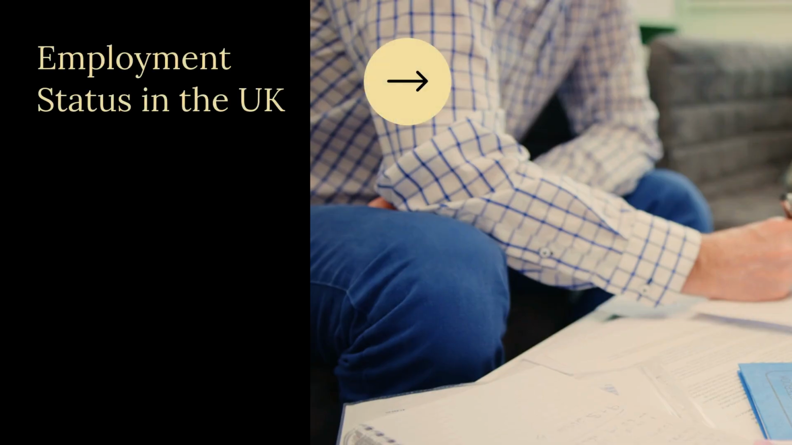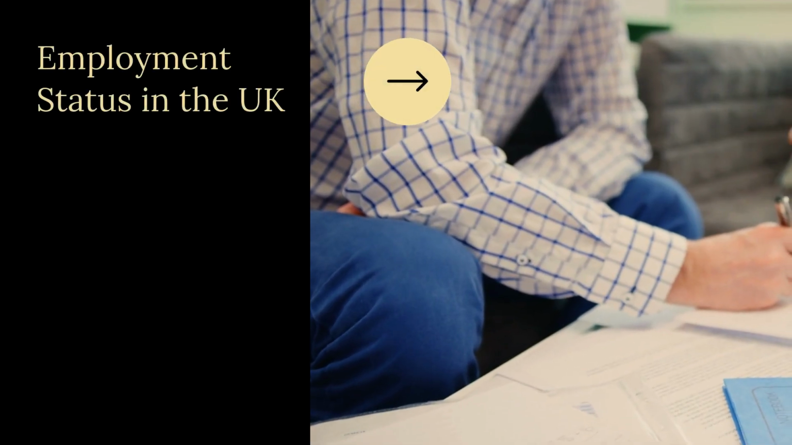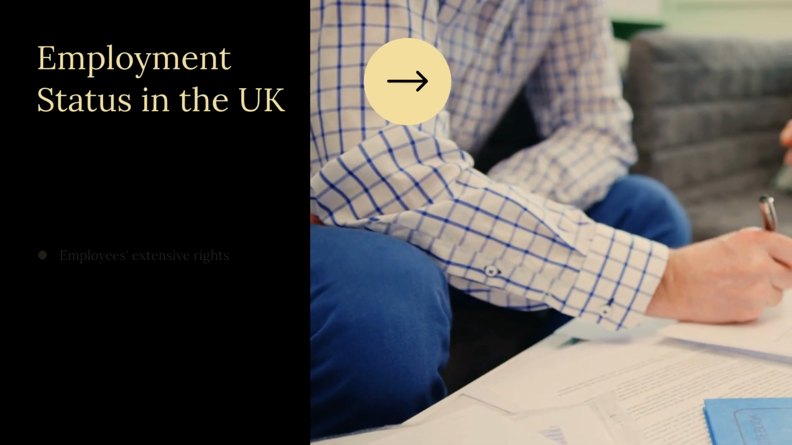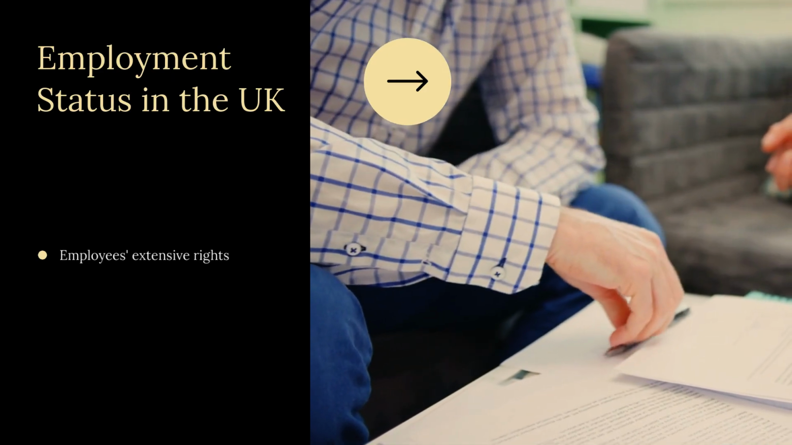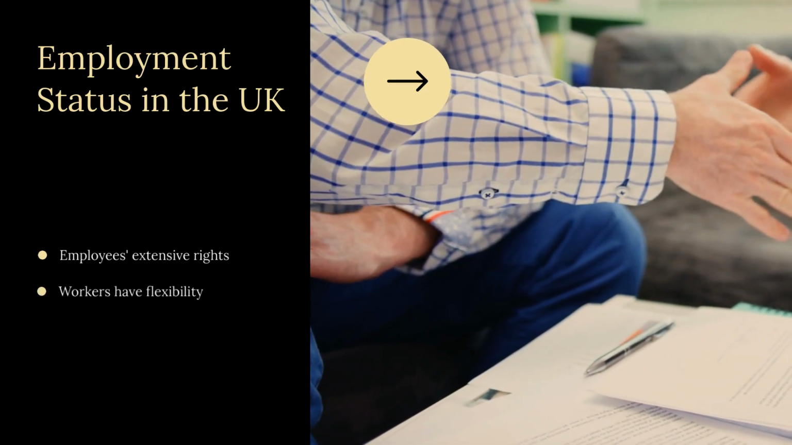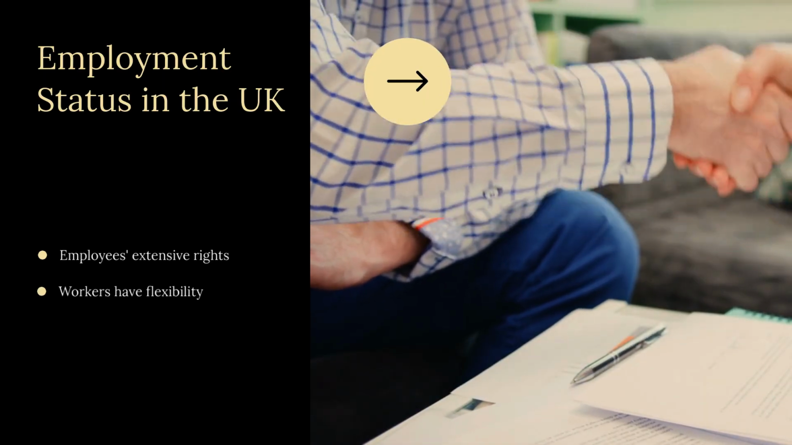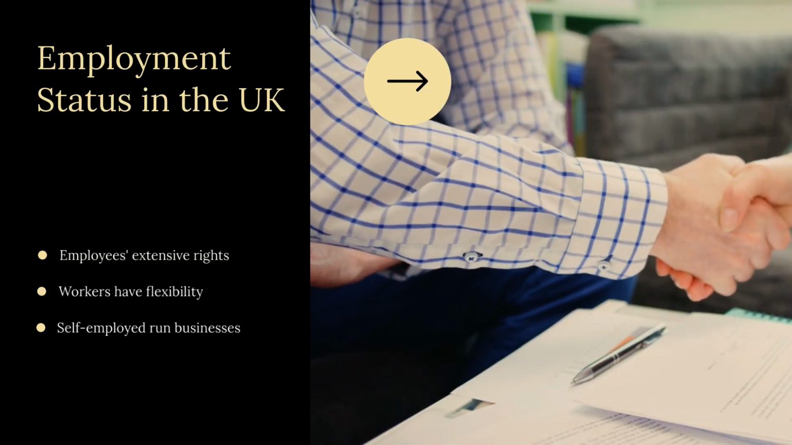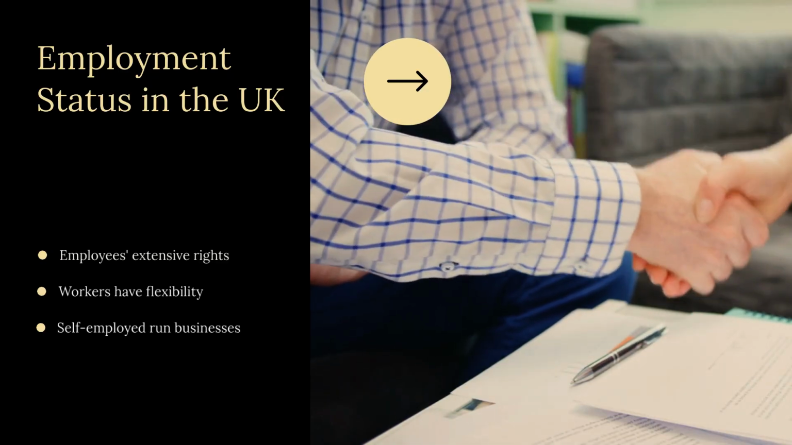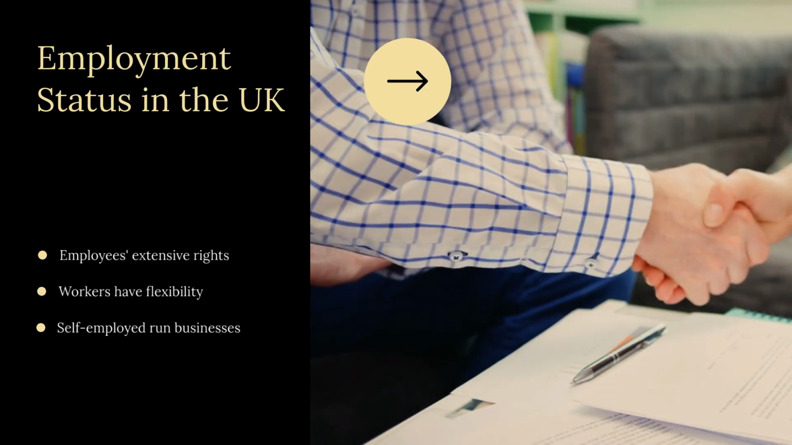In the UK, there are three primary types of employment status. Employees work under a contract of employment with extensive rights. Workers have flexible arrangements and fewer protections. Self-employed individuals run their businesses independently. Each status is governed by specific legal frameworks.